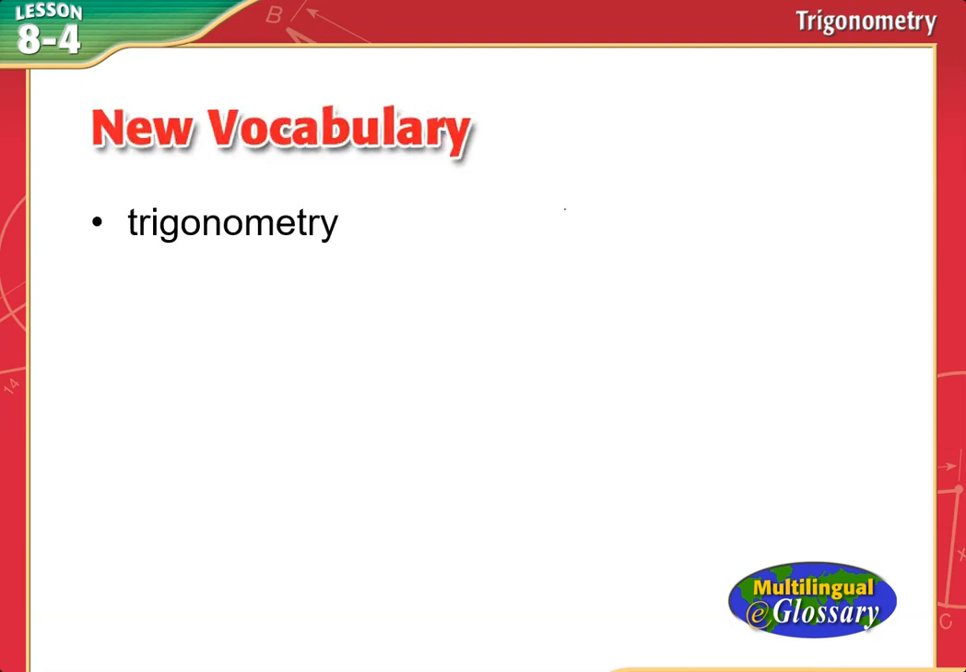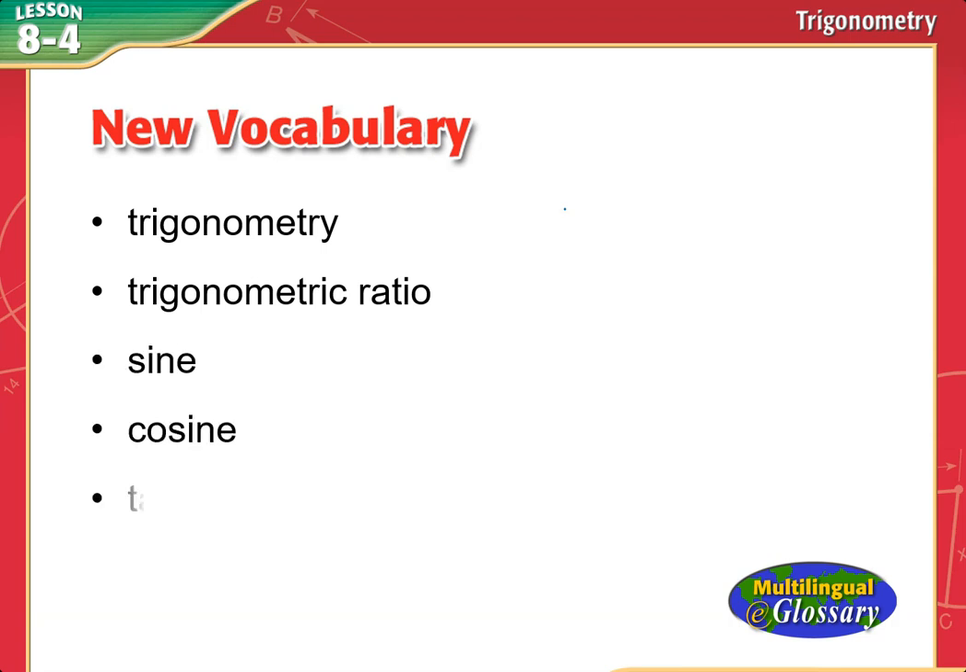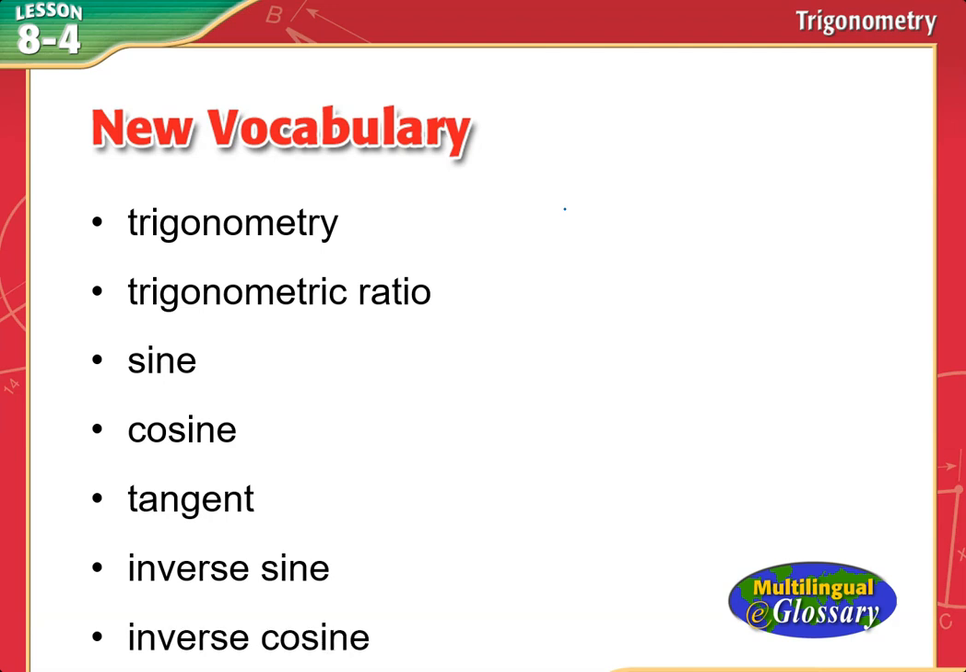We are in section 8-4, and we do have some new vocabulary. My new vocabulary for this section is trigonometry. We have trigonometric ratio. We have the sine ratio. We have the cosine ratio. We have the tangent ratio. We have the inverse sine, inverse cosine, and then finally inverse tangent.